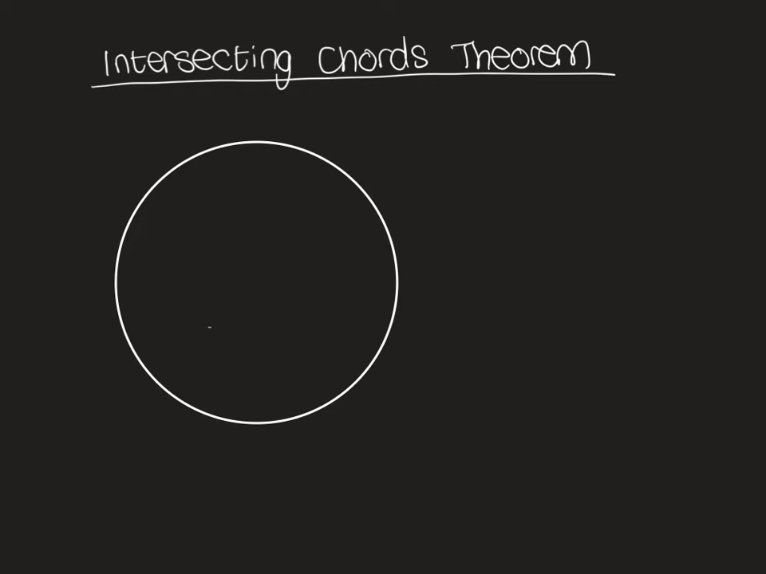So today we're going to look at the intersecting chords theorem. In the intersecting chords theorem, if we have two chords in a circle, so if we draw two chords in a circle, let's draw one chord cutting across the circle here, and that's the chord P to Q. And if I have another chord cutting across the circle, I'll call that R and S.